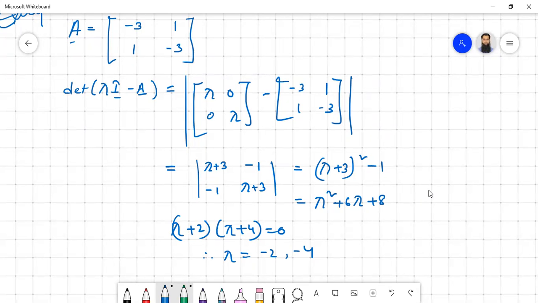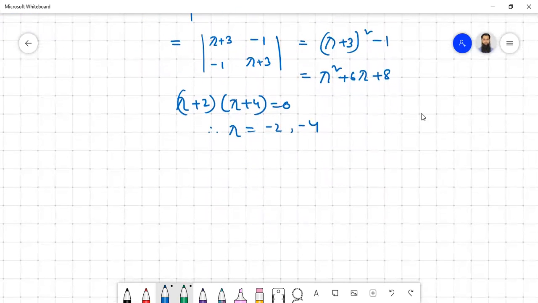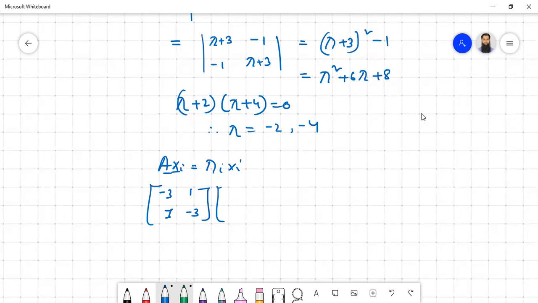Now, once we have the eigenvalues, the next thing is to find the eigenvectors. We know the condition for the eigenvector is A times x should be equal to lambda I times x. You already know A is minus 3, 1, 1, minus 3. Since it is a square matrix of 2 by 2, x has to be of order 2 as well, so this will be x1 and x2. Say we are doing it for the first one, lambda equal to minus 2. So put the value of lambda as minus 2, then again x1, x2. From this we can find the two equations.